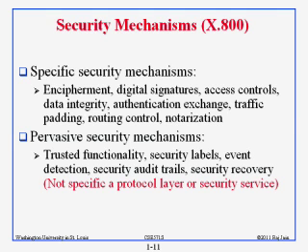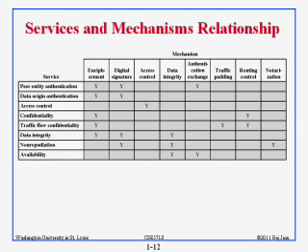So everybody understands the difference between mechanisms and services? If you have a question right now, ask, if you're not sure what is a mechanism and what is a service. Okay, here is a clearer picture. These are the services, and these are the mechanisms. For example, for authentication, you might use encryption, digital signature, and some authentication exchange. Whereas for confidentiality, you might use encryption and routing control.